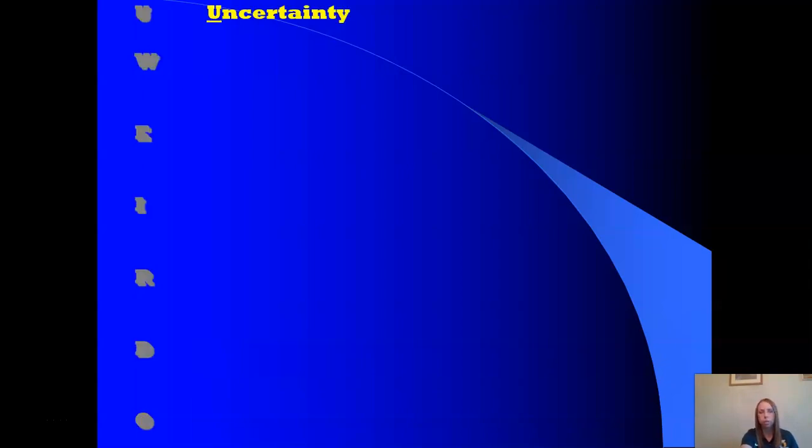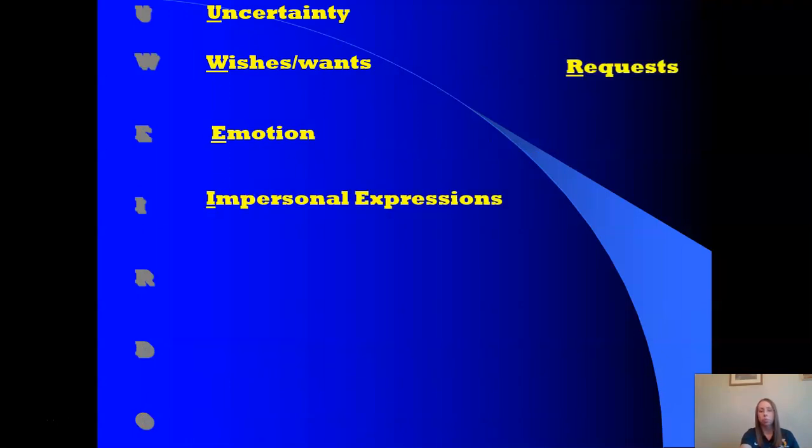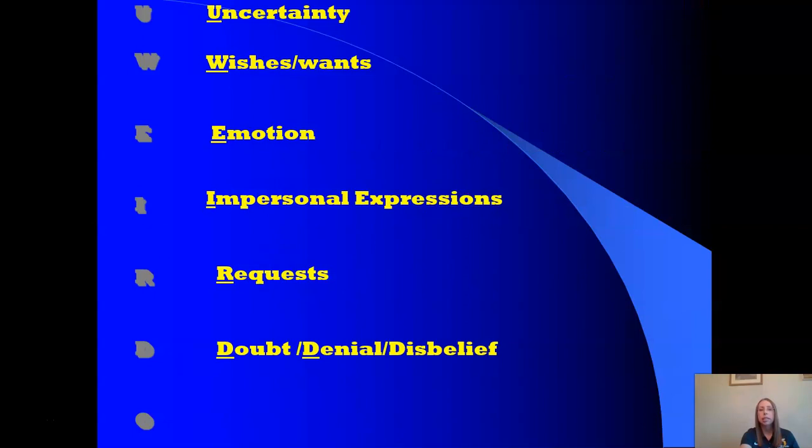What are some other expressions that need subjunctive? We started these last year. WEIRDO. There's so many expressions that it's too many to list, so it's better if we think about a category. So these are categories to remember. If you can think about, okay, does it fit into one of the WEIRDO categories? Subjonctif. If it doesn't, no. And of course, there's some exceptions. Uncertainty, wishes and wants, emotion, impersonal expressions, requests, doubt, denial, disbelief, and obligation or necessity.